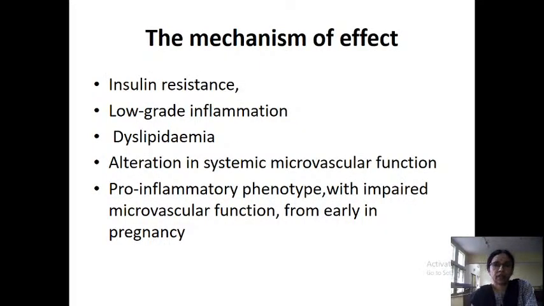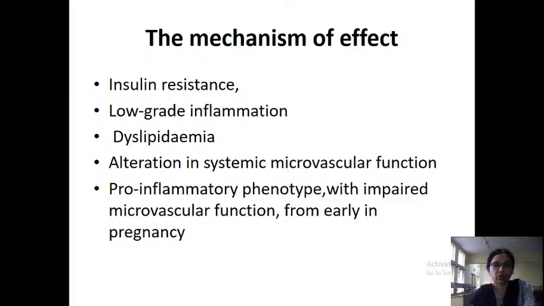So the mechanism of effect behind the development of hypertensive disorders of pregnancy and gestational diabetes mellitus could include the high degrees of insulin resistance in these women, and then there is low grade inflammation and dyslipidemia, and there is alteration in the systemic microvascular function. So various metabolic and vascular factors contribute to the increased incidence of these two complications that we see with these women. And it almost mirrors that of the development of metabolic syndrome in later life.